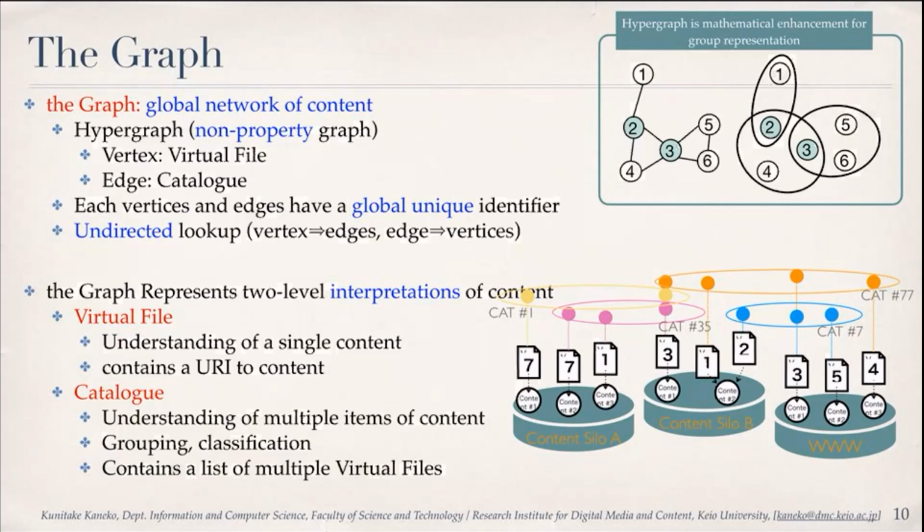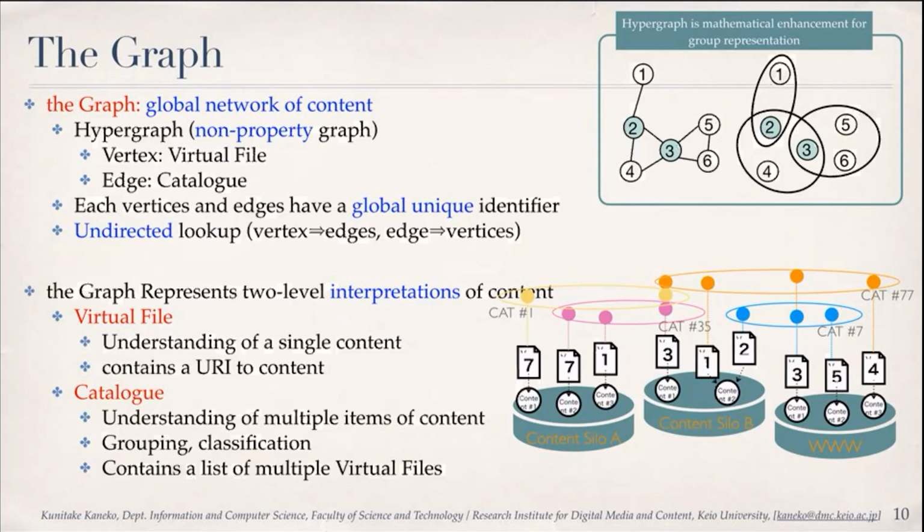So for example, in the Facebook case, there is the friend link. I don't define these kinds of things. Any relation is acceptable. The vertex is a barcode file, and the edge is a catalog. Each vertex and edge has a globally unique identifier, because different people will create their catalogs and barcode files, but we need to get them together for analysis.